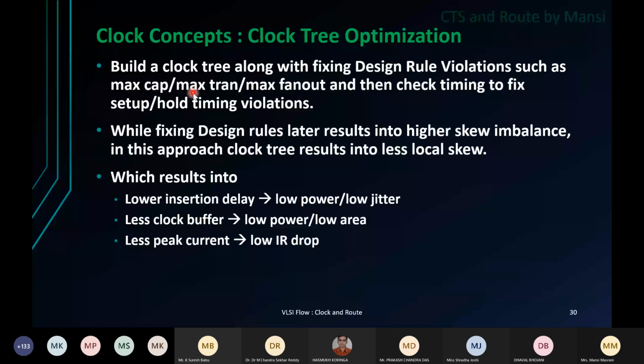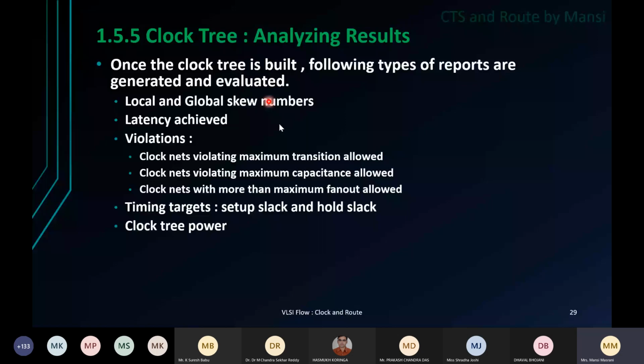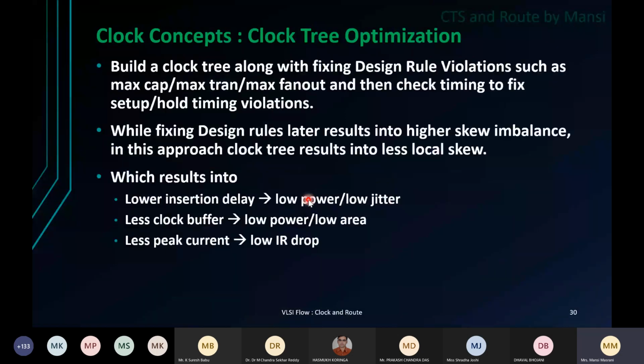Okay. It's very good in terms of these three design rules. Once it is done, then we check timing to fix the setup and hold violations. So here, what we had to do is deal with all these maximum trans and capacitance failures also. Here we only have to deal with the timing and power.